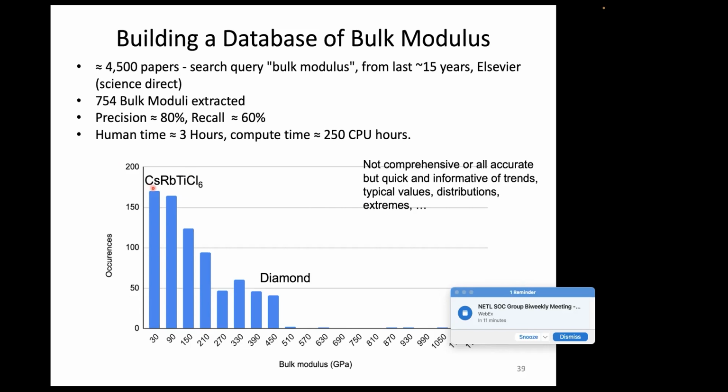Halide perovskites, which are new solar cell materials, actually have really low bulk moduli. So although it is not comprehensive and it's not perfectly accurate, it took me 10 minutes to start learning things from this database. It knew way more than I knew. And I've actually written papers on bulk moduli and calculations. So I had some expertise in the field, and it still knew way more than I knew. So it really can be useful.